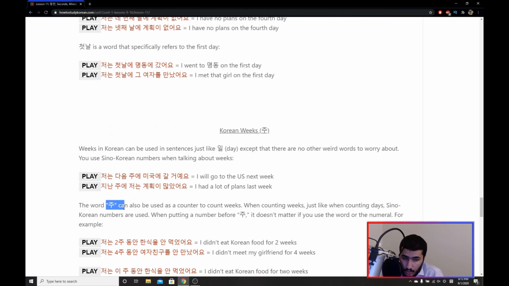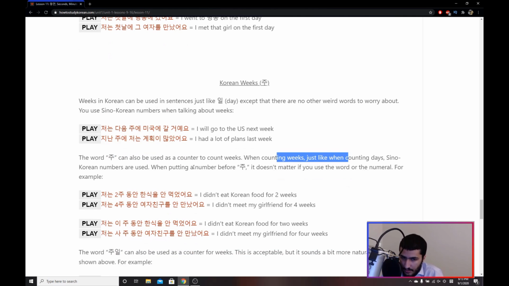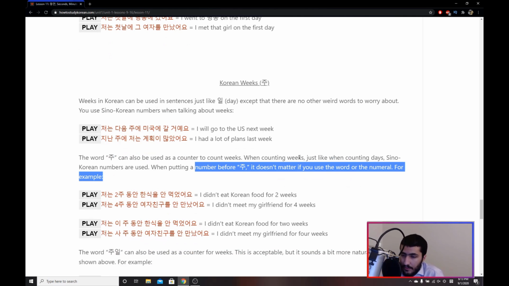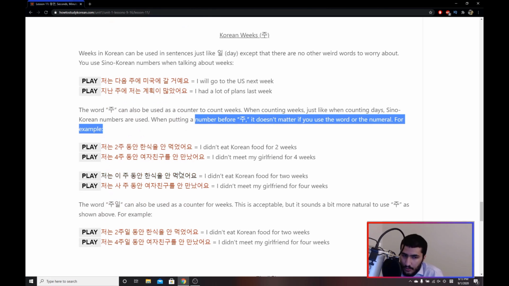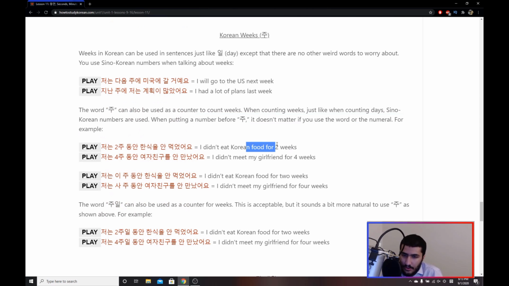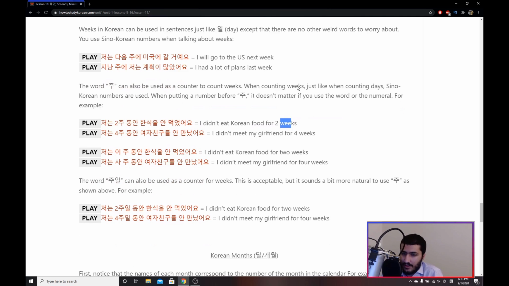Alright, the word 주 can also be used as a counter to count weeks. When counting weeks, just like when counting days, Sino-Korean numbers are used. When putting a number before 주, it doesn't matter if it's a word or numeral. So for example, 저는 2주 동안 한식을 안 먹었어요. I didn't eat Korean food for 2 weeks. That sounds like a sad day. Or sad 2 weeks.